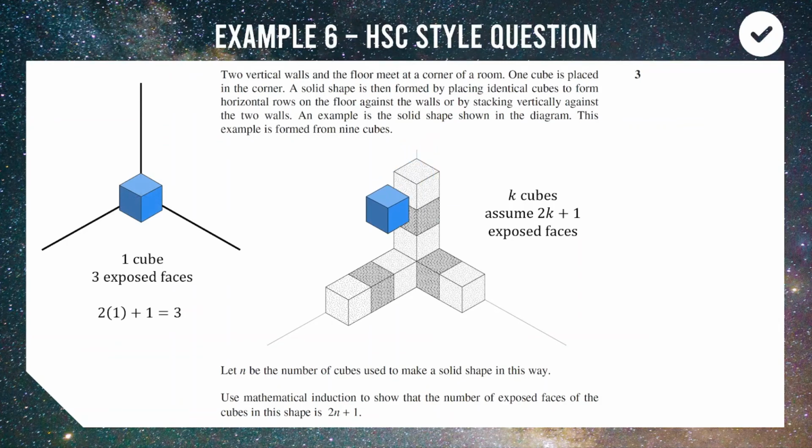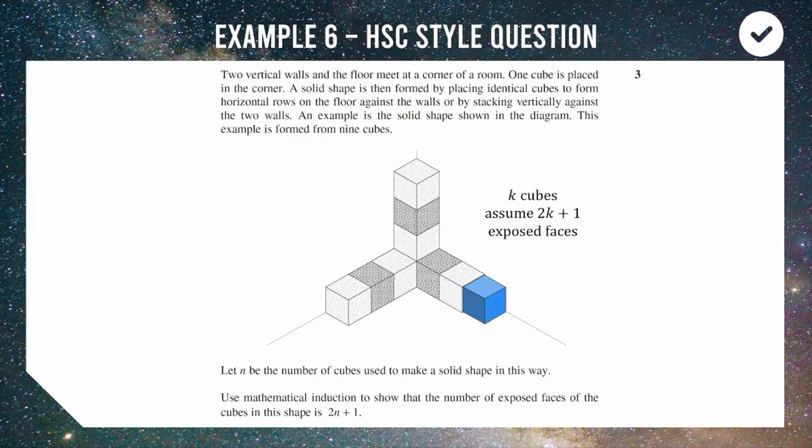What we're doing is we're taking away one of the exposed faces because we're covering it up. Okay, we're taking away one face, but we're adding on another 3. So we're taking one away, adding on 3. So for k plus 1 cubes, we have the number of exposed faces of the k cubes. Like I said, we're covering one up and then we're adding on another 3.